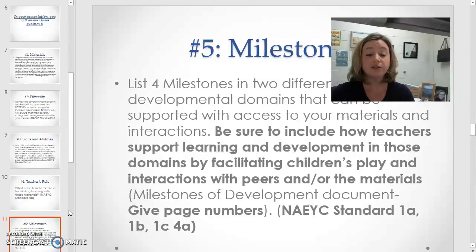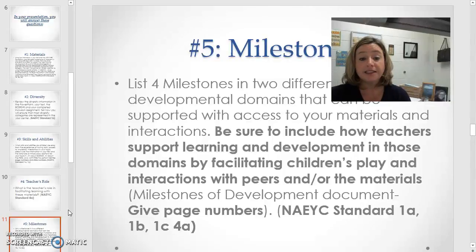And then you're going to have to find 4 different milestones that could be met as children are playing in your particular center. You have to make sure that they are from at least 2 different domains. In the milestones book, that's why I asked you to review it last week, you'll notice that it's color coded, and each color is a different domain. So for instance, language and literacy is the blue domain. Physical health is the orange domain. Cognitive domain is the red color.